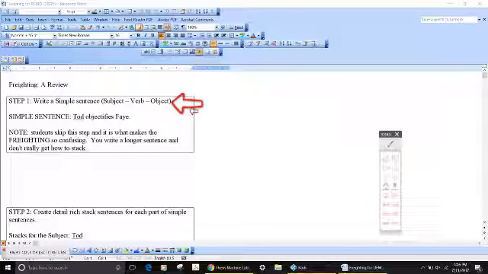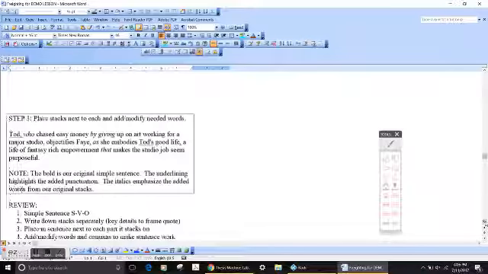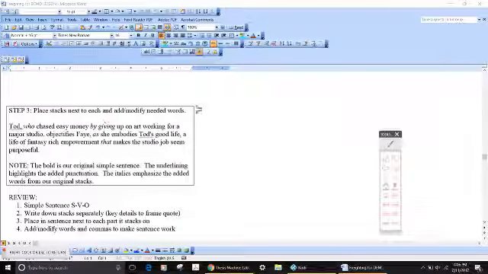Step one is to write a simple sentence: subject, verb, object. Step two, you try to cram these into two steps, which is the problem, is to create a detail-rich stack separate before you put them in your sentence. And then step three is when you put them all together and then modify any words and add commas to make the sentence make sense.